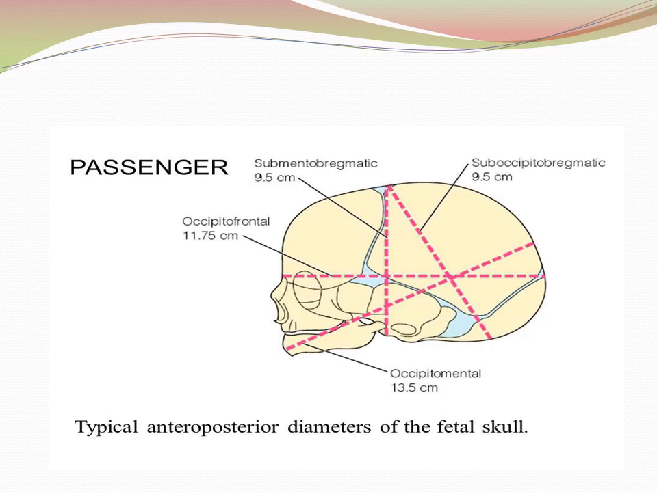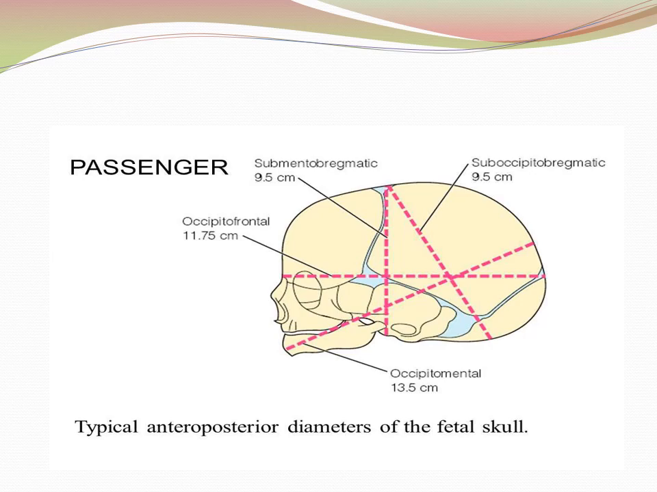These are the typical anteroposterior diameters of the fetal skull. You can see the largest diameter is occipitomental, which is 13.5 centimeter, and it cannot be delivered vaginally. The normal diameter which can be delivered vaginally in a normal gynecoid pelvis should be 9.5 centimeter or less, because the distance between two ischial spines is not more than 10 centimeter. So the diameter which should pass through these ischial spines should be less than 10 centimeter.